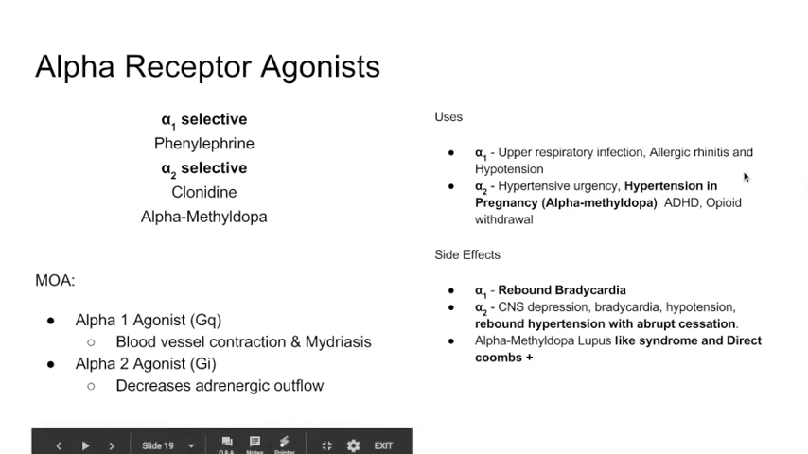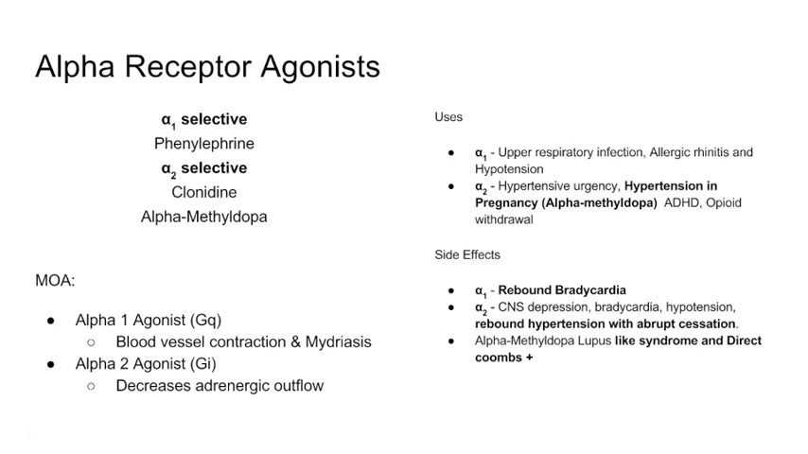It can be used for upper respiratory infections. I'm sure many of you have gotten Sudafed or phenylephrine when you felt like you had a little bit of a head cold and you had some rhinorrhea. That's what phenylephrine is primarily used for: upper respiratory infections and allergic rhinitis, because it's constricting the blood vessels in your nose, so you don't leak as much, don't have as much fluid exchange in your capillaries, and you won't have any rhinorrhea.